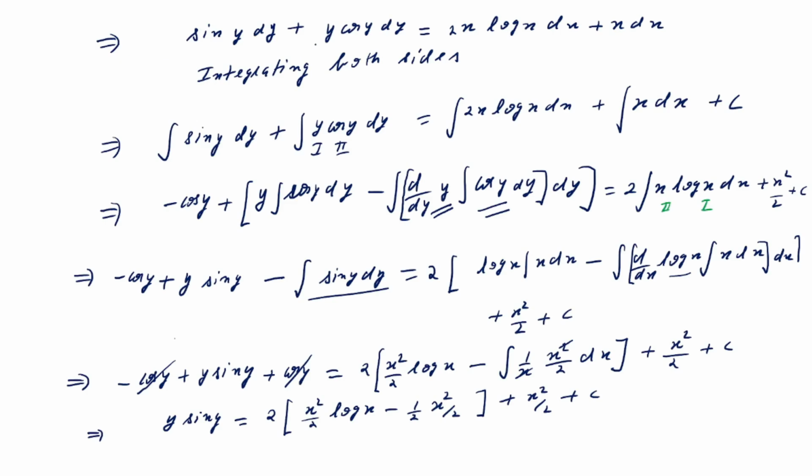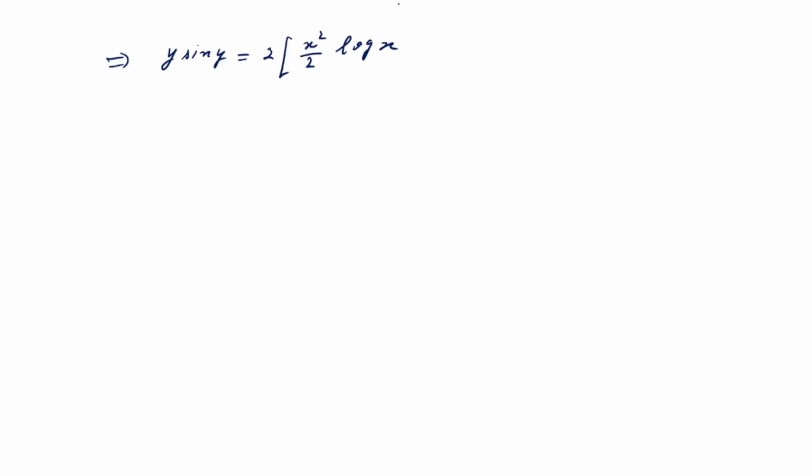This implies that y sin y equals 2 times x square by 2 log x, and see another part, log x minus x square by 4, bracket close, plus x square by 2 plus constant c.